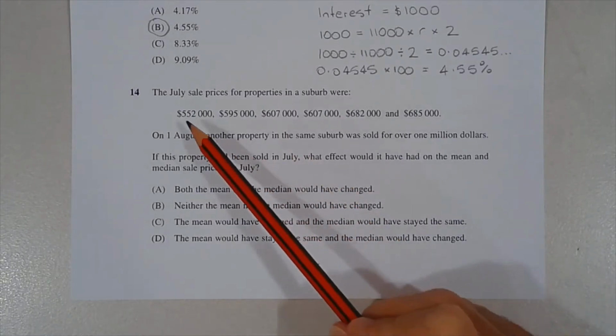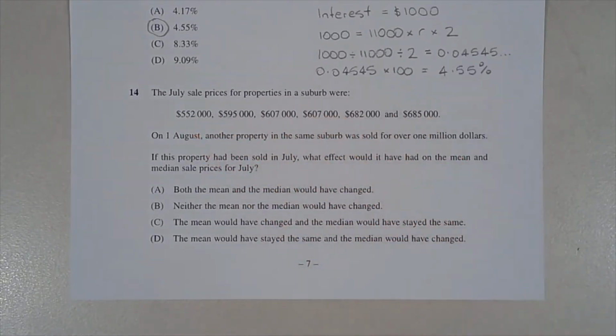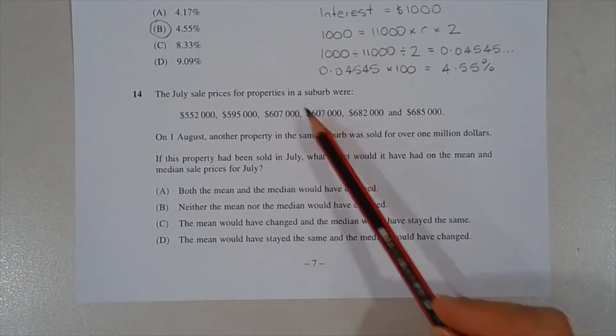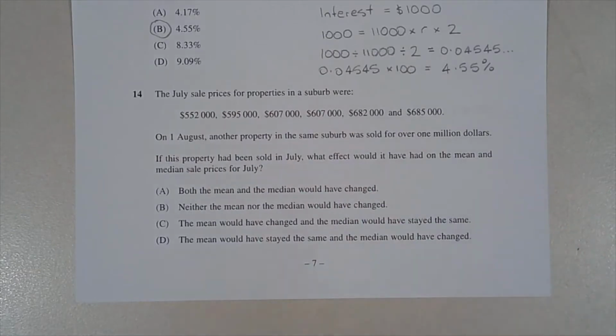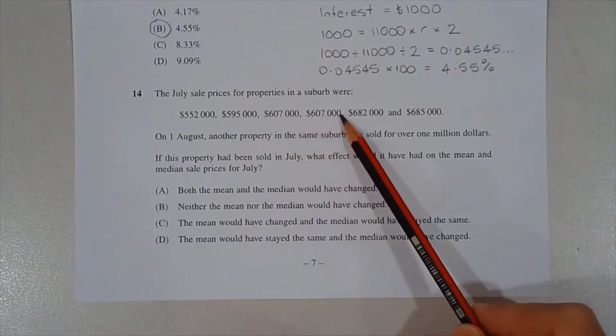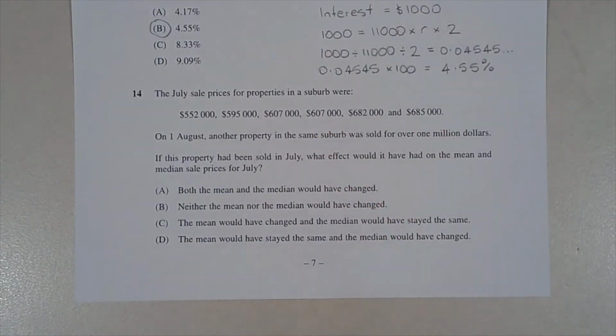So currently we have 1, 2, 3, 4, 5, 6 scores. So that's an even number of scores. So the median will be the average of the two middle scores. Since these scores are in order, we don't have to sort them. So the average of 607,000 and 607,000 is just 607,000.